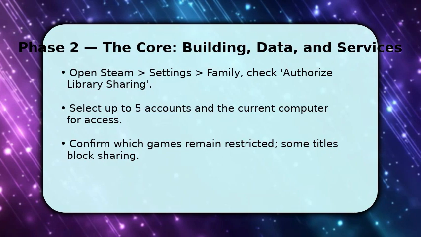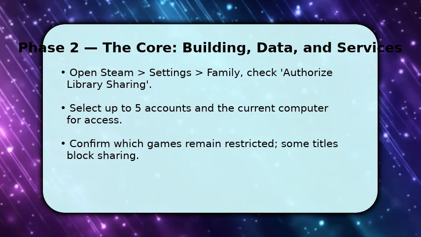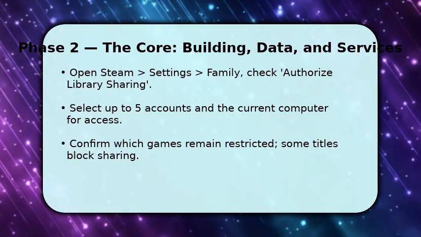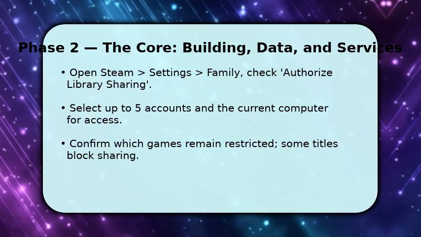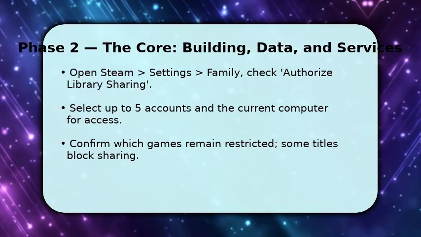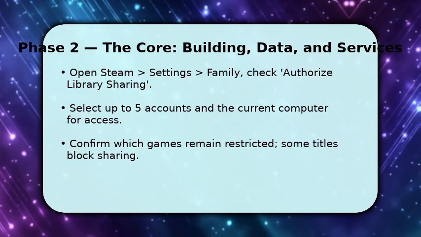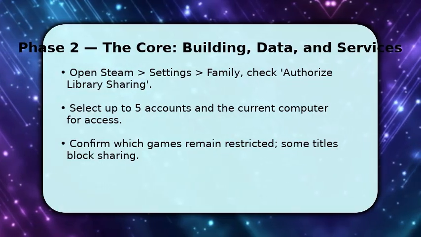Next, you authorize specific accounts and libraries so sharing works smoothly. In Steam, go to Settings, then Family, and check the box to authorize library sharing on that computer. Once done, select the friend's account, S, from the list. Steam allows multiple authorized users but limits concurrent play.